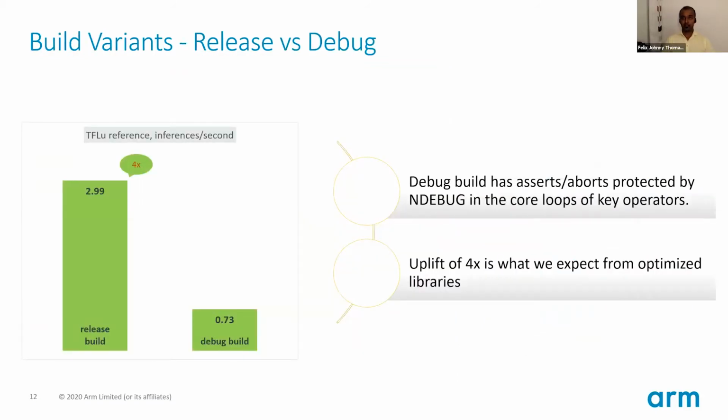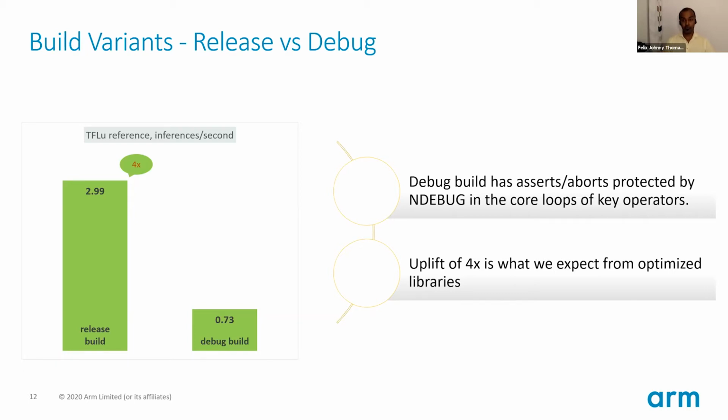So now let's go on to some measurements. This is the person-detect model using TensorFlow Lite Micro reference kernels. The first build was a release build without Debug, and the second was a default build, which is the Debug build. And you can see that there is a 4x difference in performance.